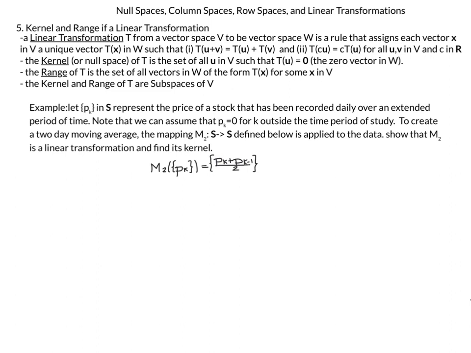Show that M2 is a linear transformation and find its kernel. So here's M2. Since it's a 2-day moving average, we take the current day and the day before and we divide by 2. So we average over the last 2 days.